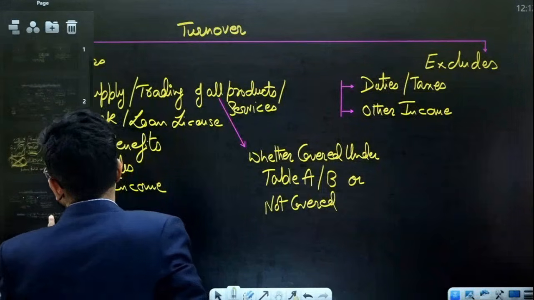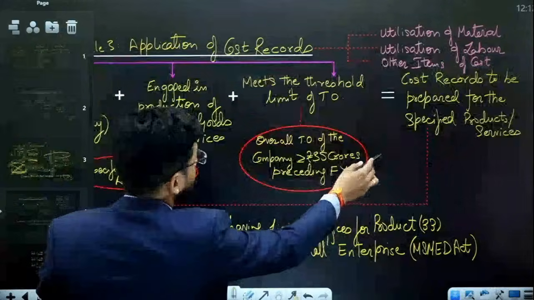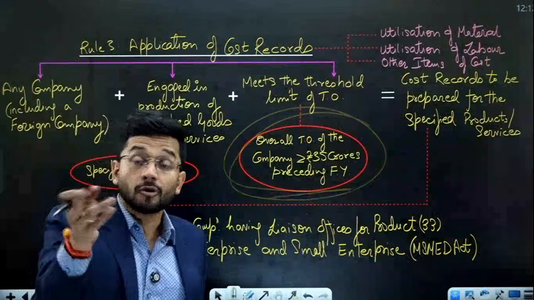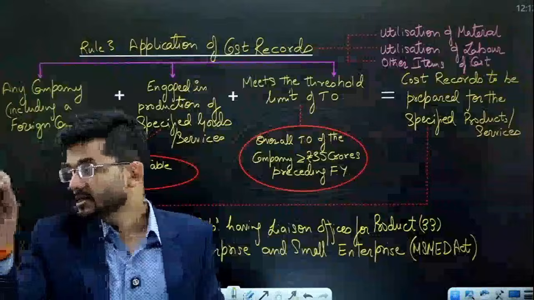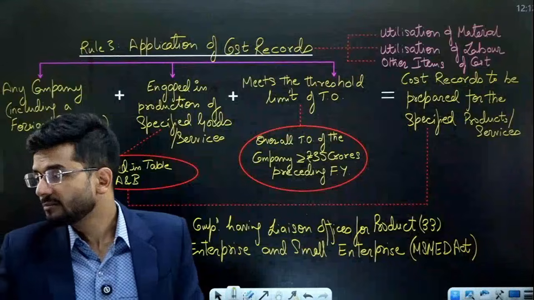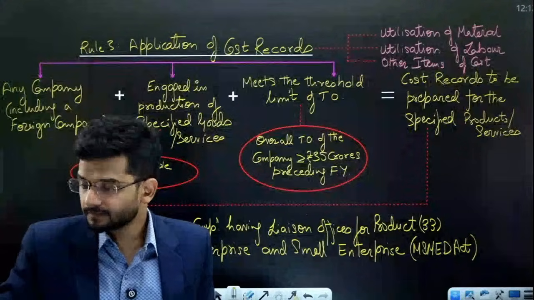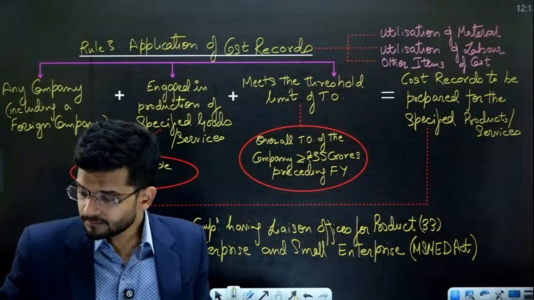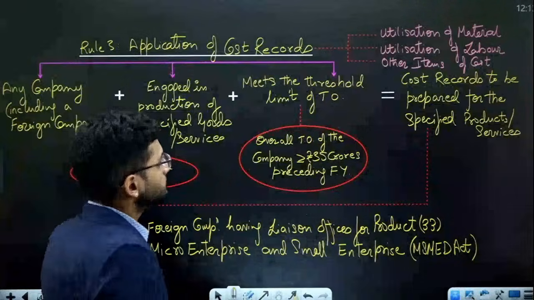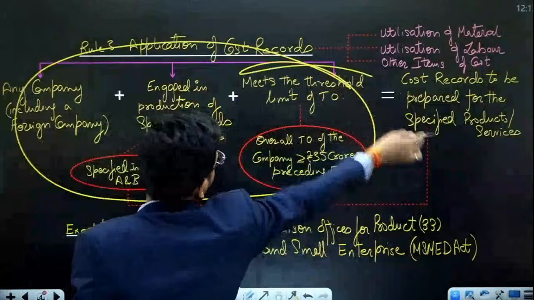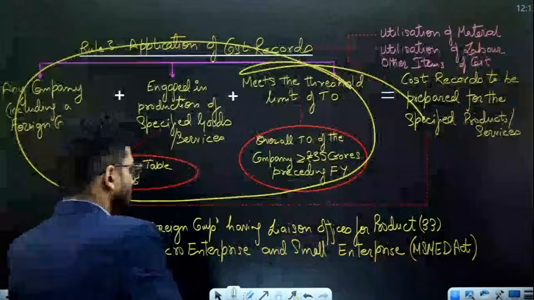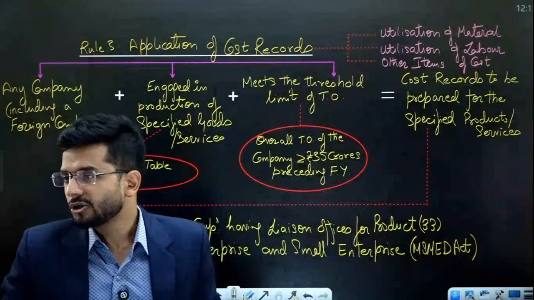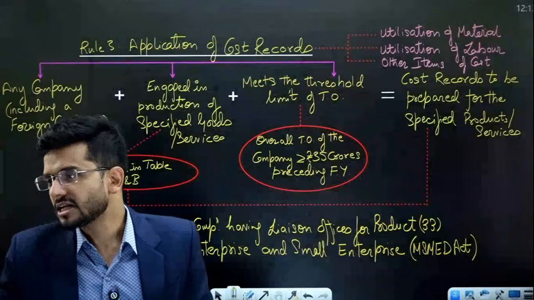Okay, sir, got it. Now please tell me in the chat box whether it is clear how this turnover is required to be calculated, and how you specify what products are covered under cost records. Is it clear? Please comment in the comment section. If all the three conditions are met, then you are required to prepare your cost records. Now we are coming to exceptions, but before that, I want your nod on whether you understood these three aspects or not.